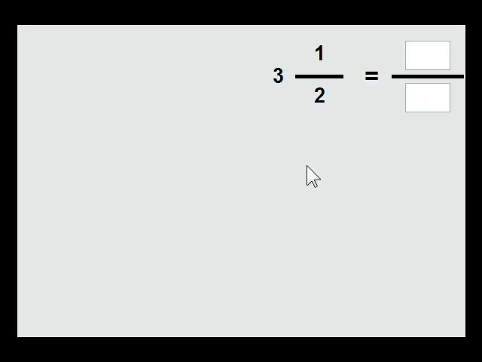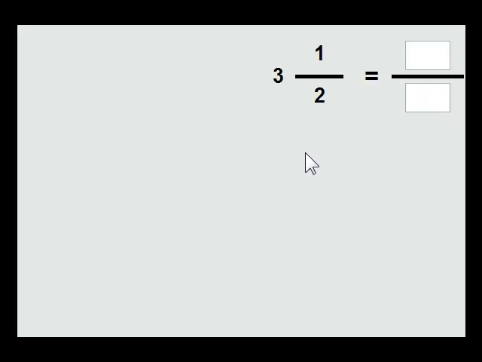This lesson is on how to convert improper fractions to mixed numbers and mixed numbers to improper fractions. This is a mixed number because it is a mixture of a whole number and a fraction. We've combined these two together to make one number. It is 3 1/2. It's a mixed number because it has a whole number and a fraction.